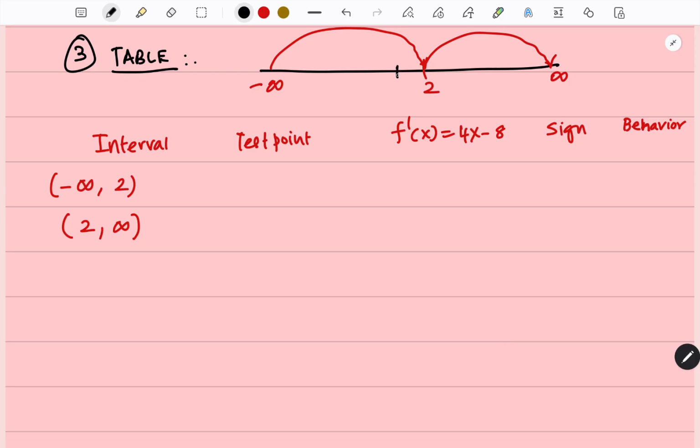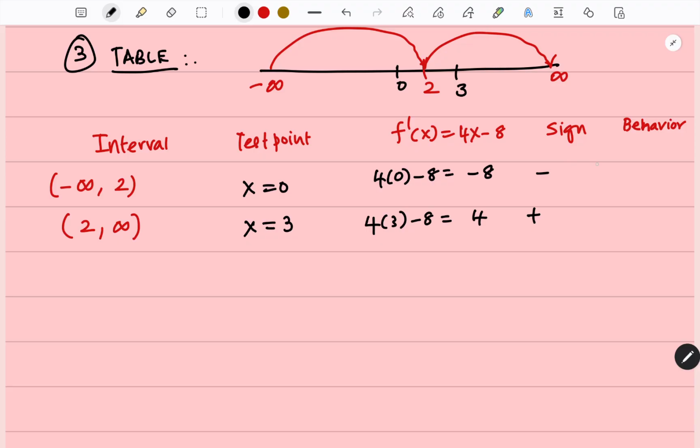Let me take a test point, which is the easiest point? X is equal to 0, you take. Easiest point is what? X is equal to 3, you take it. So put x is equal to 0 here. 4 times 0 minus 8 is equal to minus 8. So this is minus 8. And 4 into 3 minus 8, which is equal to 12 minus 8, which is 4. So here it is negative, here it is positive.